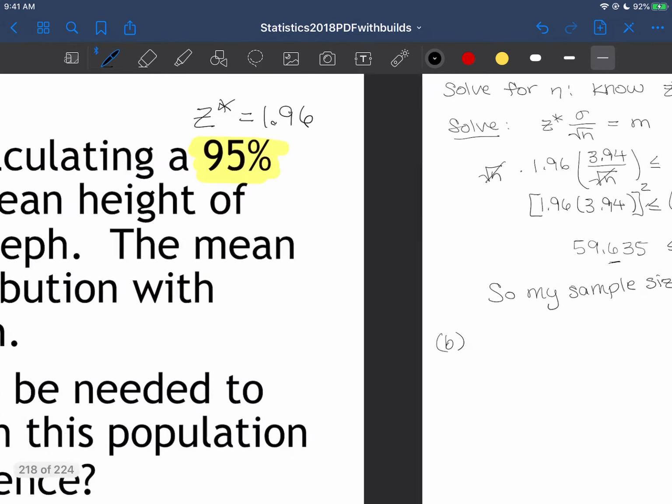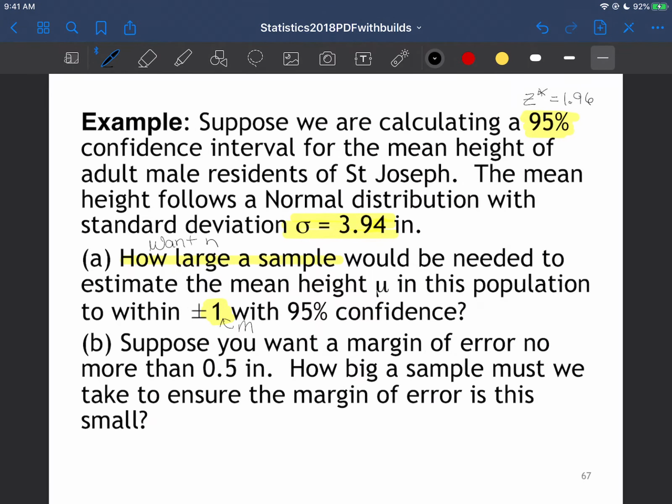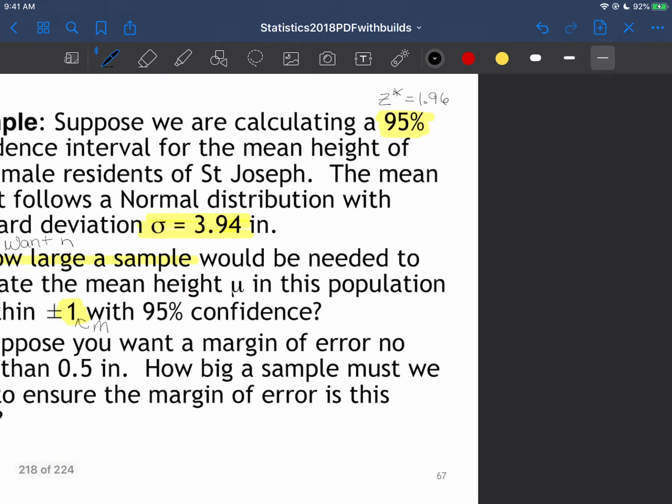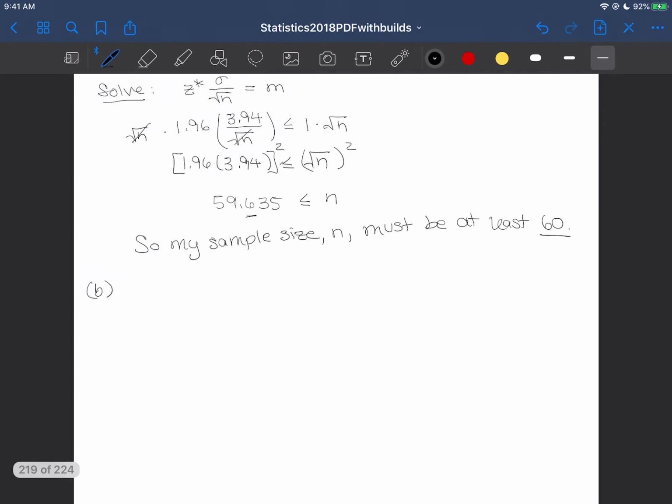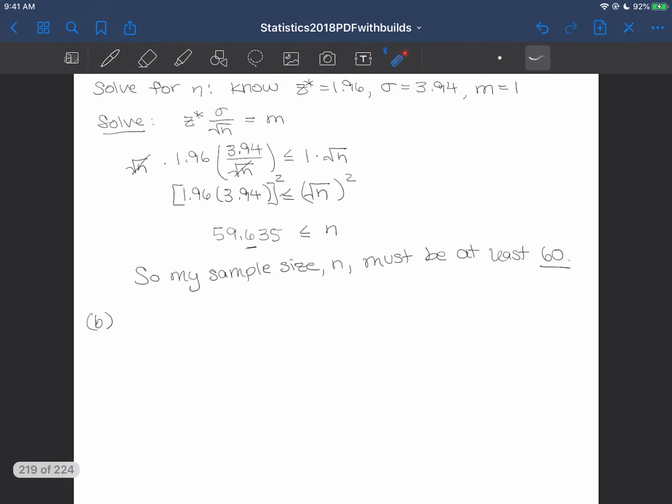All right, in part B, we want to know if we want a margin of error no more than 0.5 inches, how big a sample must we take? So the only thing that's changed in part B here is that the margin of error is no longer just less than or equal to 1. I want it less than or equal to a half. So we're going to solve 1.96 times 3.94 divided by the square root of n. And now we want the margin of error less than or equal to 1/2.